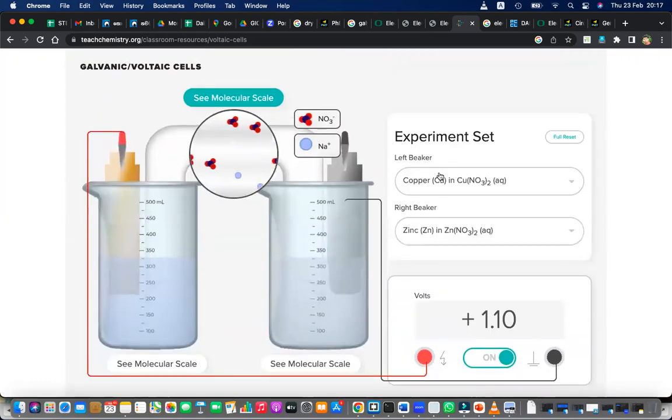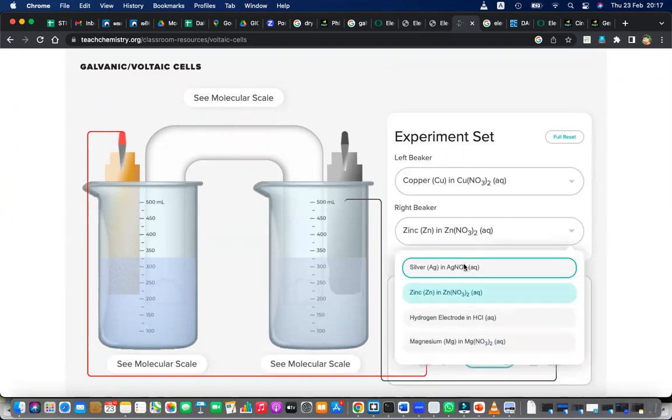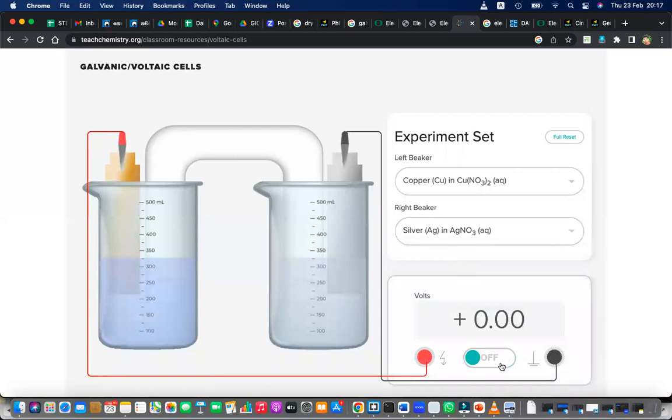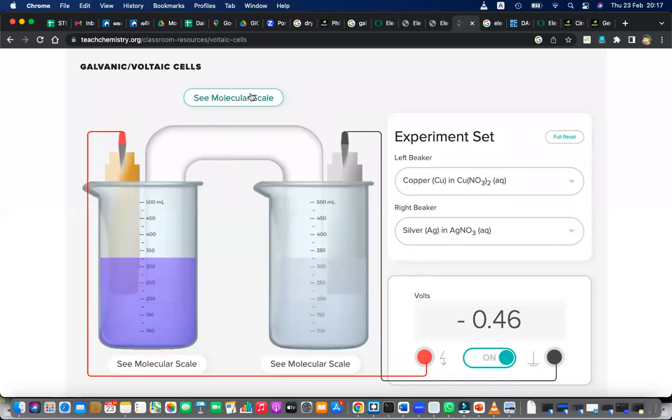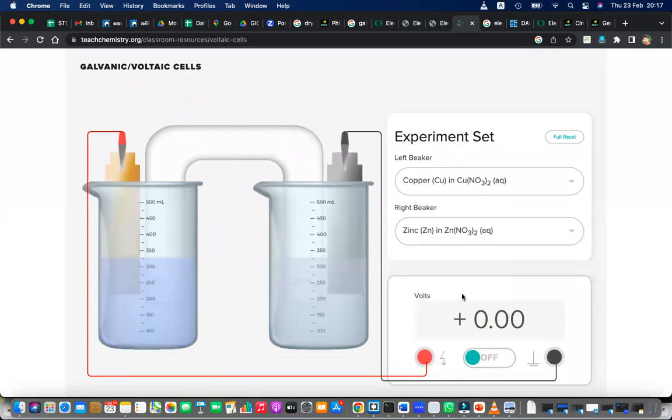You can change to different solutions and see this. I will send you this one, and you can try different ones. Let's turn it on, and you can see this is not generating. At the molecular scale, sodium plus and nitrate are moving, but it's not generating that kind of electricity. So you have to change to zinc nitrate. This is plus voltage.